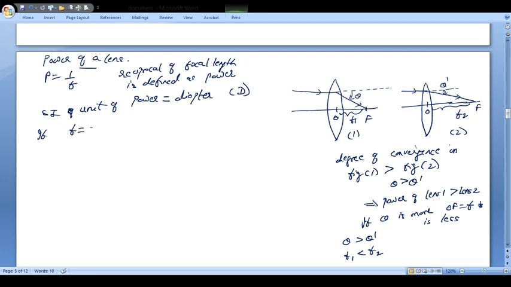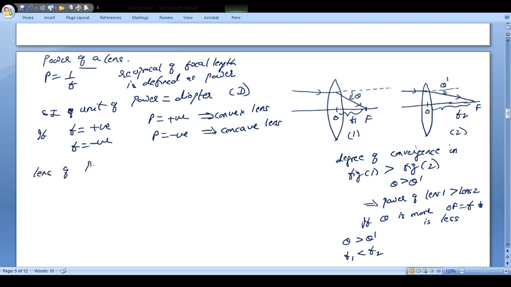So if F is positive, then power is going to be positive. So when I say power positive, this implies this is your convex lens. If I say F is negative, then power is negative. This will imply that it is a concave lens. तो अगर मैं आपसे कहती हूँ we have a lens of power is equal to -1 diopter, so here what will it indicate? That this implies this is going to be a concave lens.